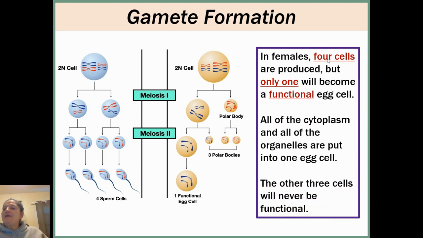However, when it comes to females, 4 cells are produced, but only 1 is a functional egg. All of the cytoplasm and organelles are put into 1 egg, and the other 3, even though they exist, we know them to be polar bodies because they will never actually function as a true egg.